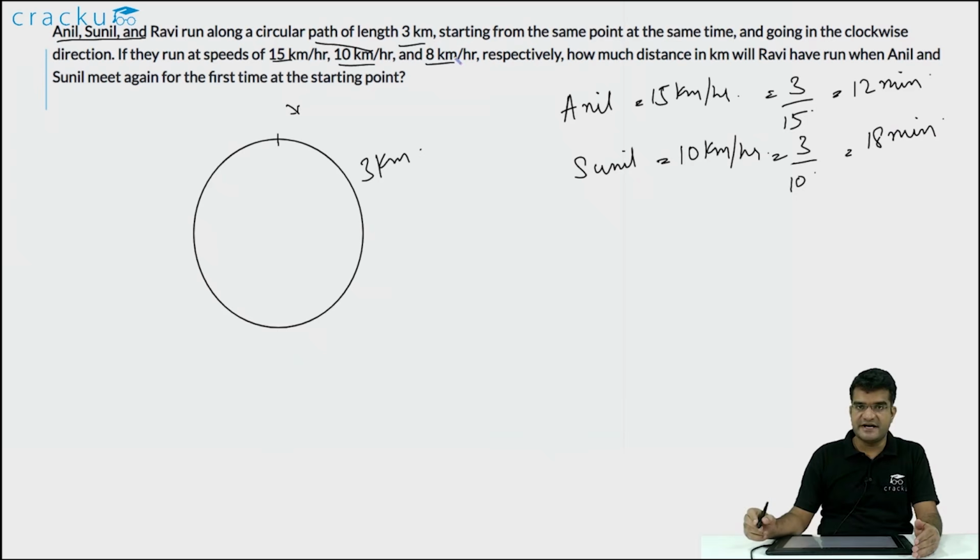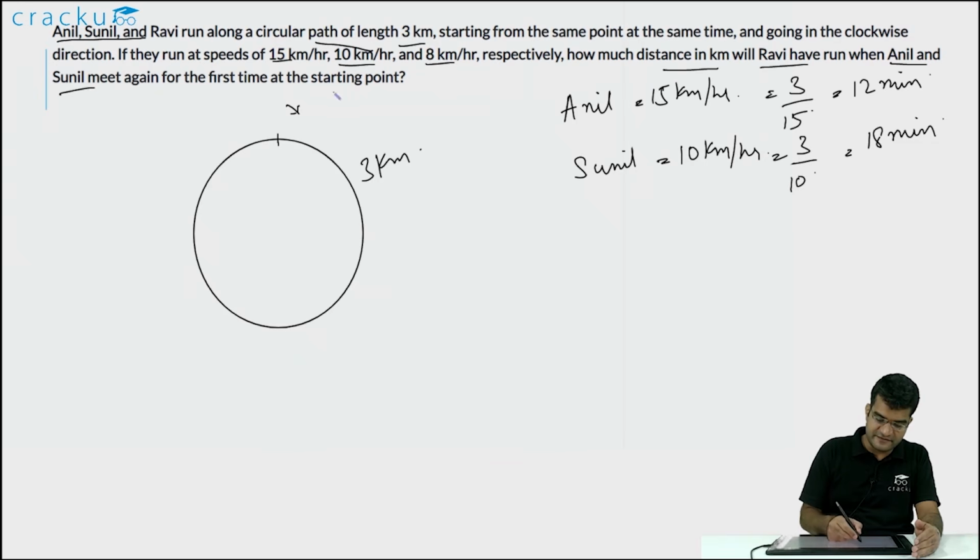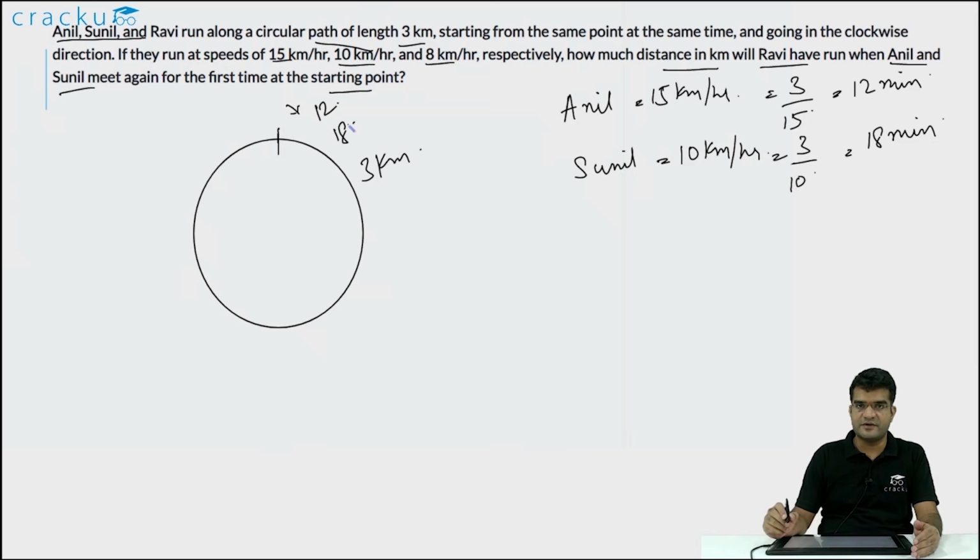Similarly, Ravi's speed is 8 kilometers per hour. We are asked to find out how much distance Ravi will cover before Anil and Sunil meet again for the first time at the starting point. After every 12 minutes, Anil reaches the starting point, and after every 18 minutes, Sunil will reach the starting point. So, at what time do they both meet at the starting point?